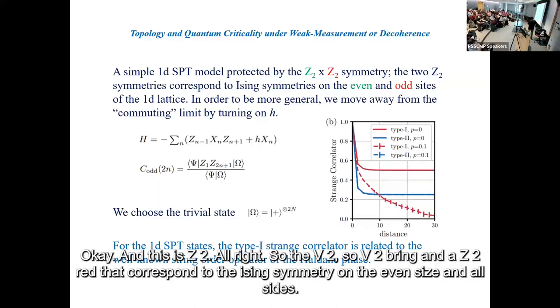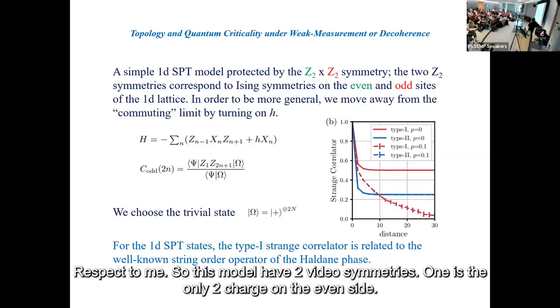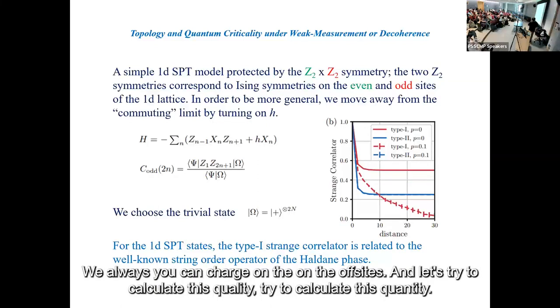And this is Z2. So Z2 green and Z2 red correspond to the Ising symmetry on the even side and the odd side respectively. So this model has two Z2 symmetries. One is the Z2 charge on the even side, the other is the Z2 charge on the odd side. And let's try to calculate this quantity.